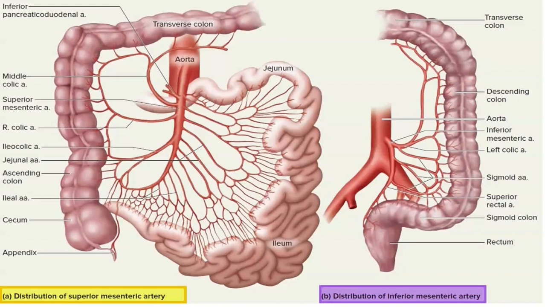So as you can see here, these are the arteries with their names: the jejunal artery, ileocolic artery, right colic artery, the superior mesenteric artery here, then the middle colic artery, and on the other side you can see the left colic artery, the superior rectal artery, and some other branches.